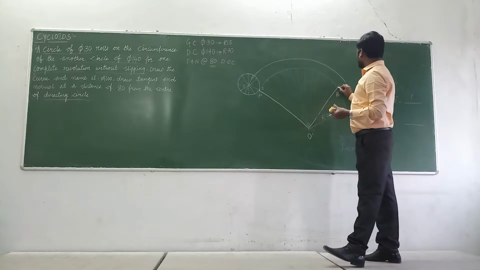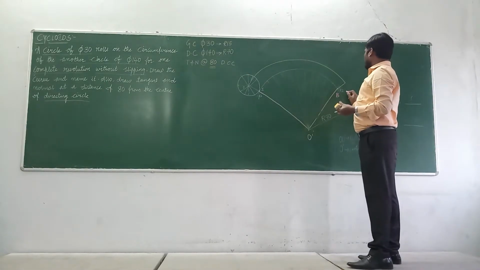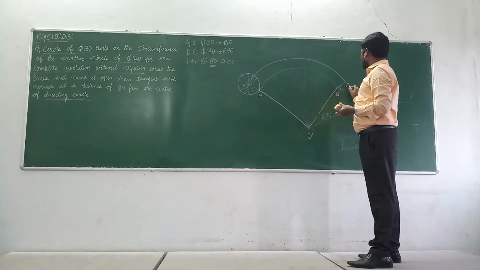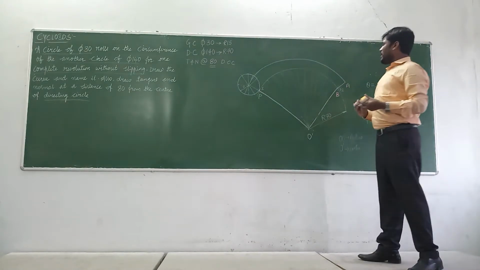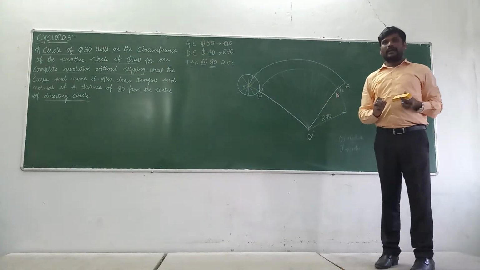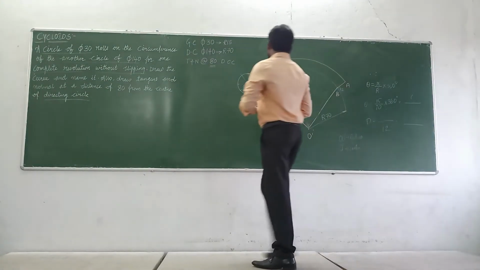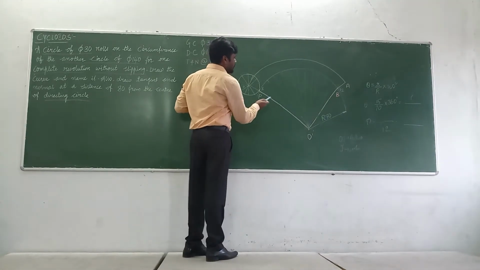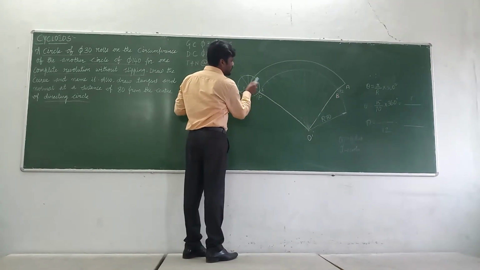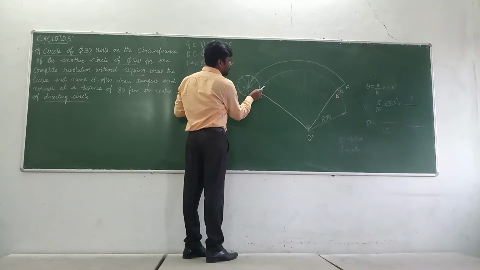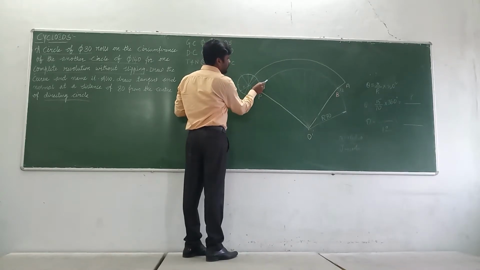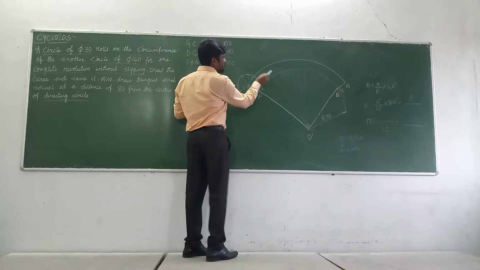So this is my OA, let it be. OA is my locus of center. What I am going to do next is project all these lines onto the locus of center. Just erect them onto it.